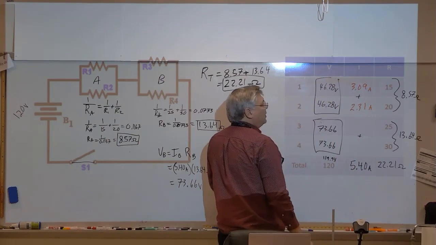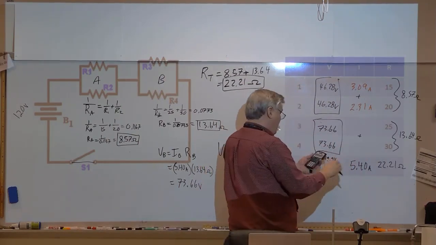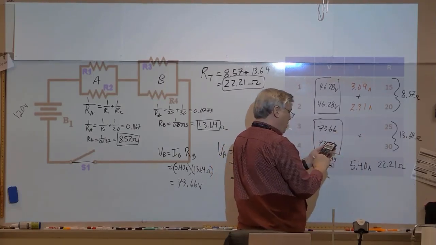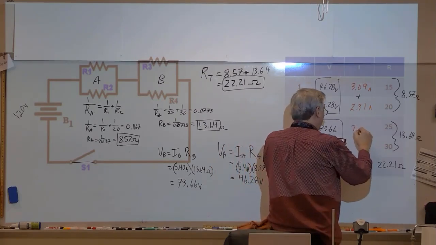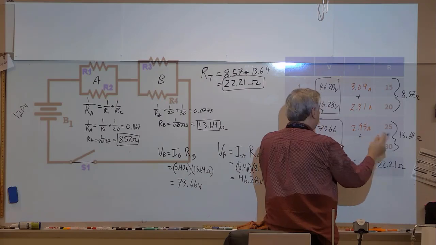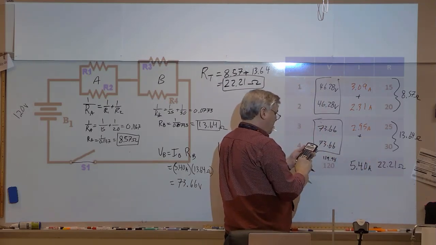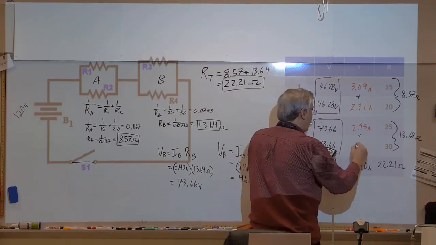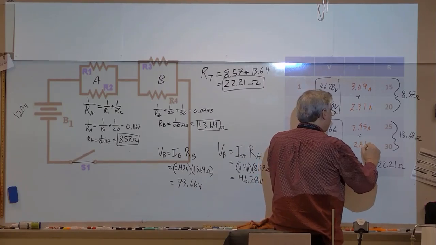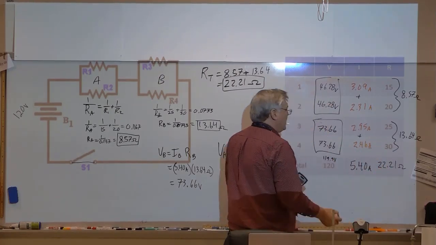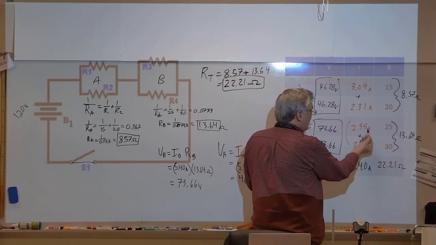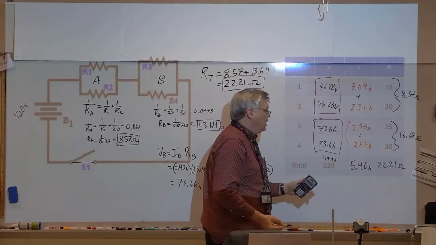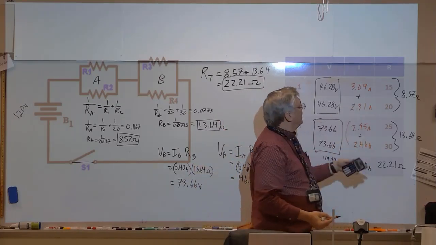All right, I can do the same thing here. 73.66 divided by 25 ohms, and I have 2.95 amps. 73.66 divided by 30 ohms, and I have 2.46 amps with a little bit of rounding. And so because of the rounding, this is going to add up to 5.41, but pretty close to 5.40 and 5.40 there.